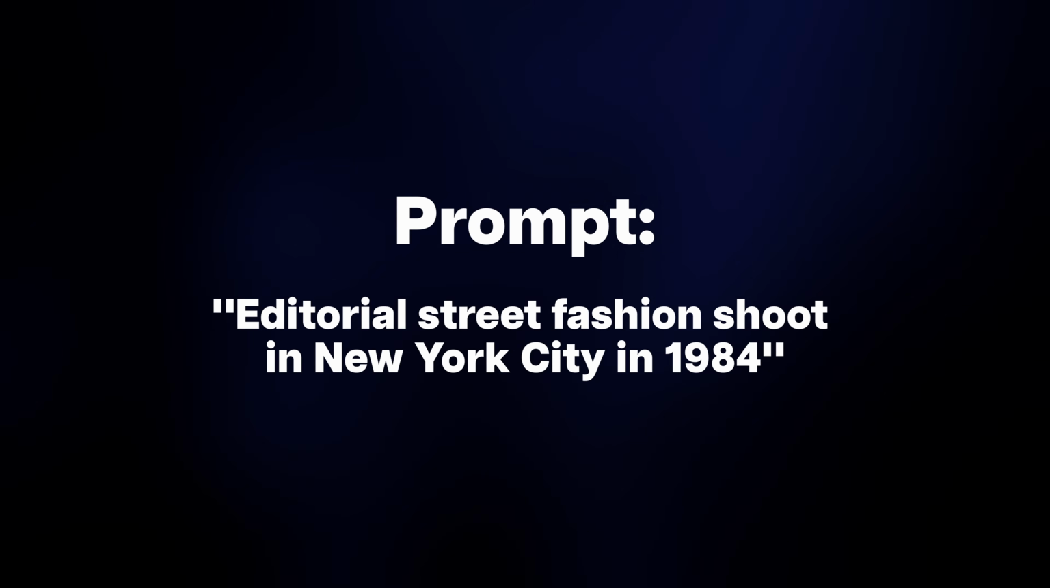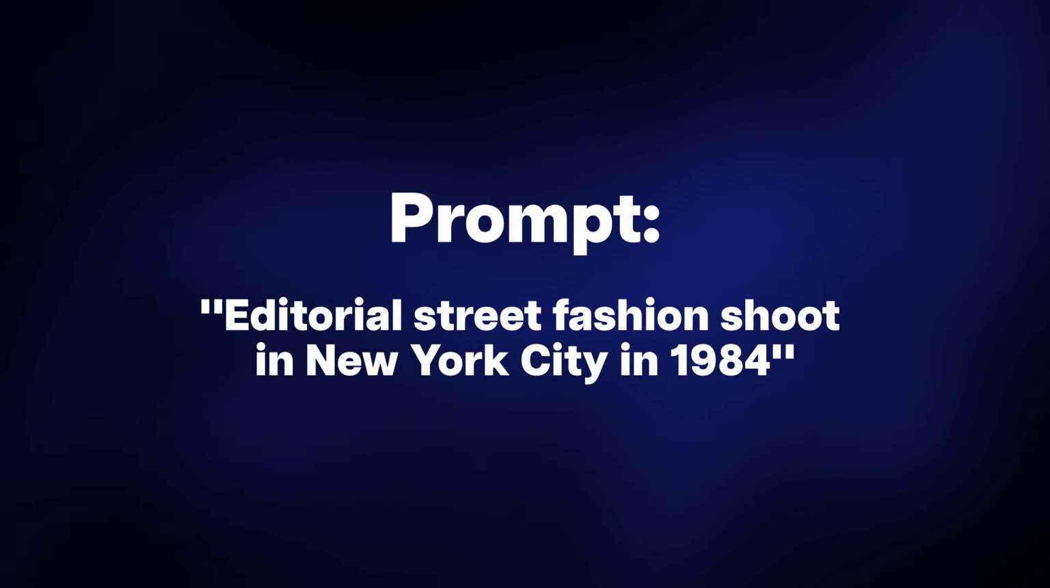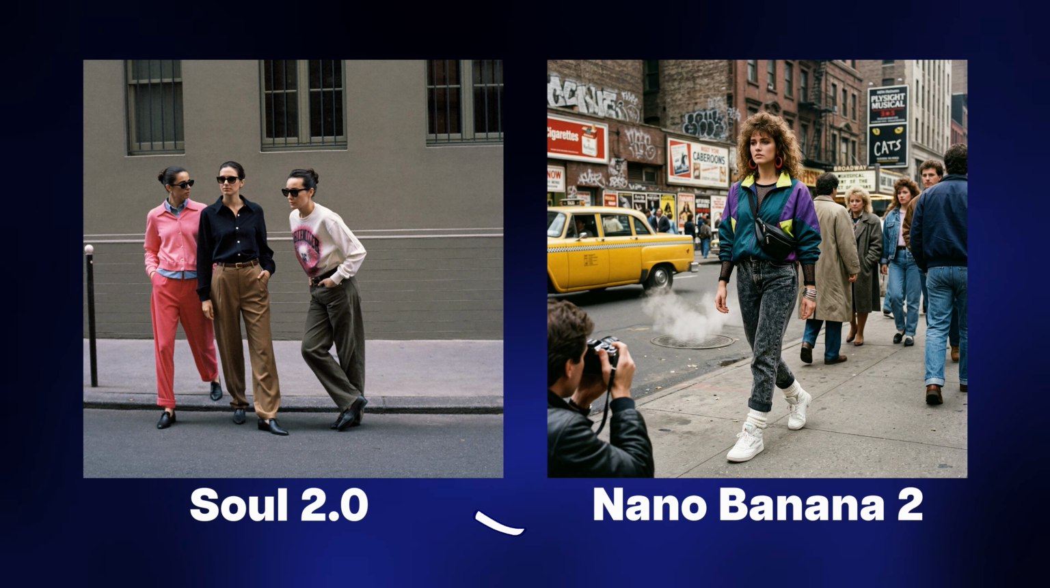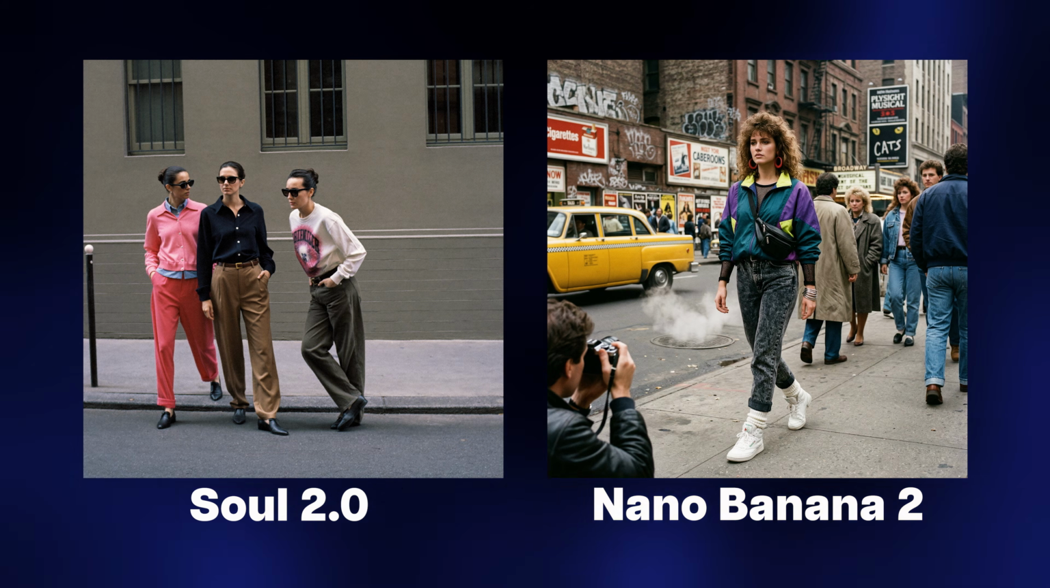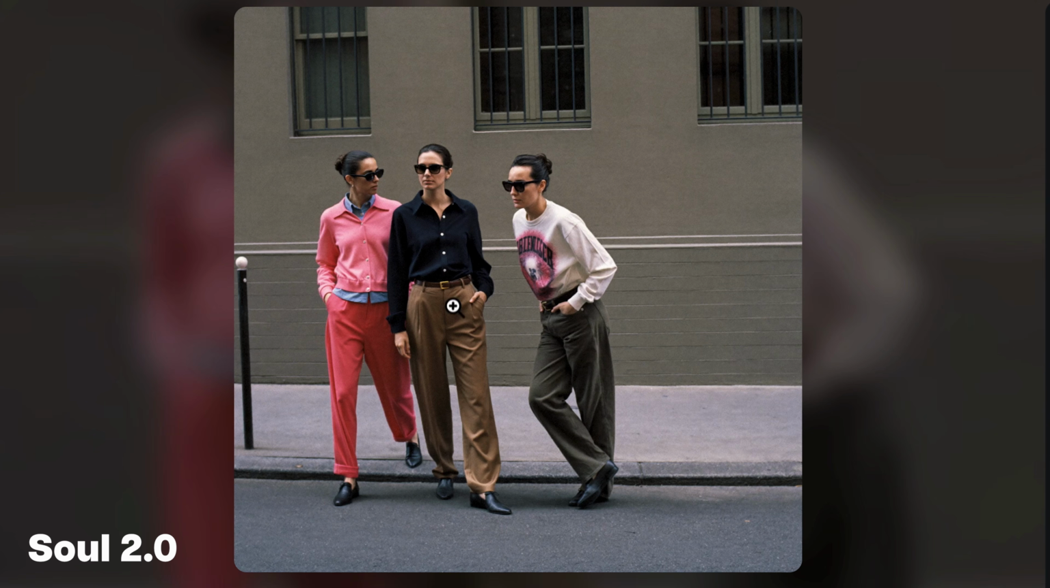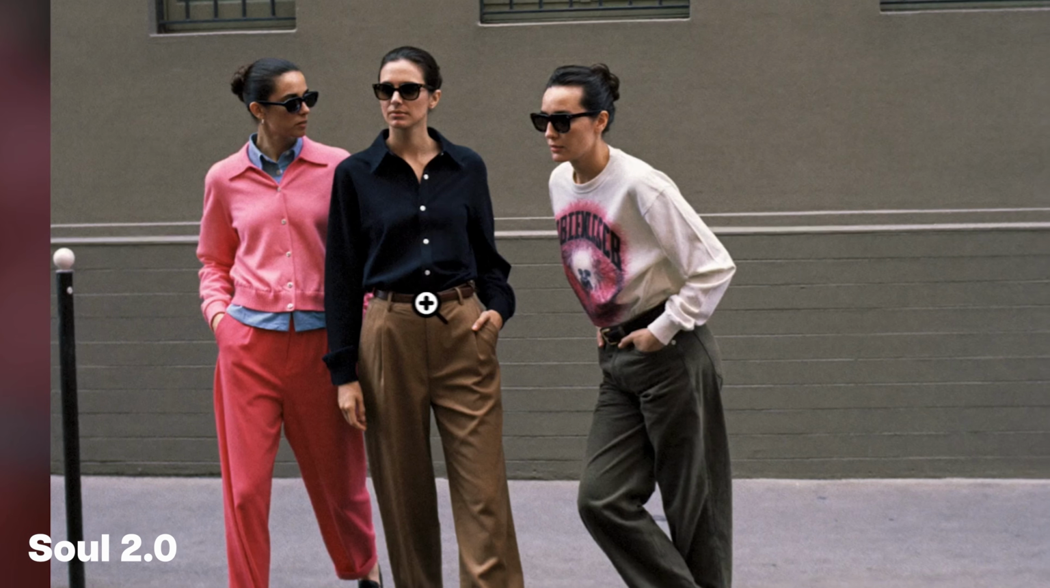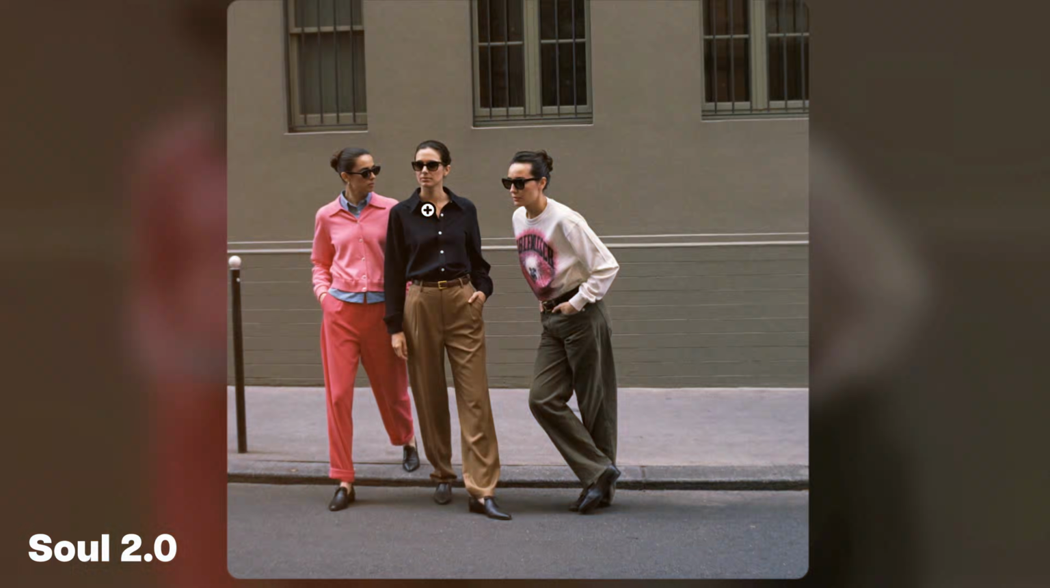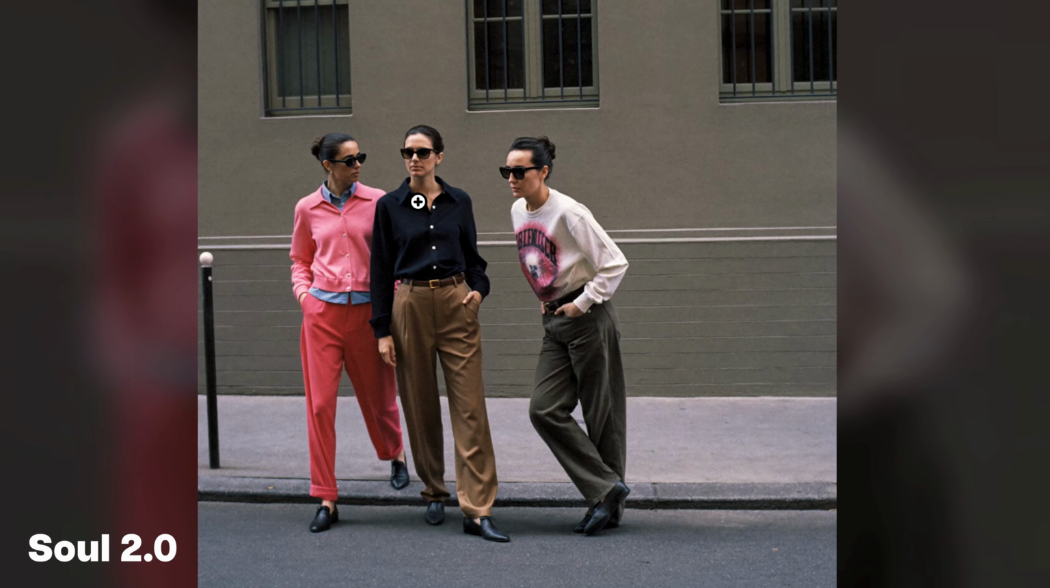Here's the first prompt. Editorial street fashion shoot in New York City in 1984. Pretty simple. Here are 2 results. First, let's take a look at Higgsfield's Soul 2.0. This image is shot just like a magazine editorial. The fashion of the women is really not over the top 80s here, but between the pants, the belts, and the collars, this definitely does feel like the 80s, just not in a gaudy way.